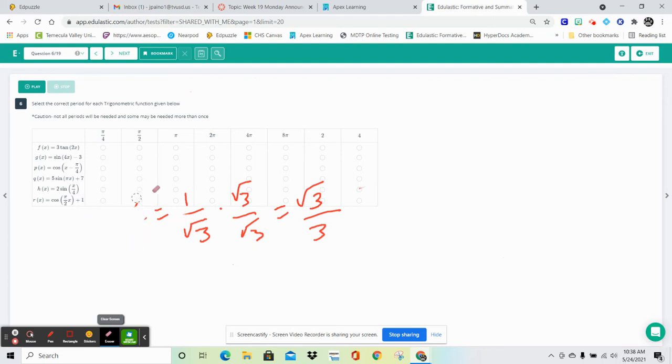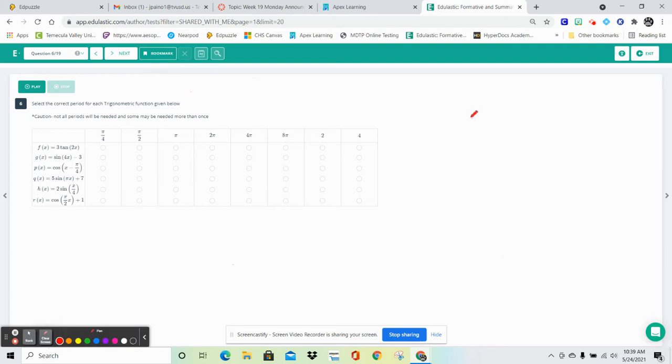All right, so here we're going to select the correct period for each trig function below. If I look at my notes, how do I find the period if I don't have a graph? If I had the graph, I could just count from max to max on sine and cosine. For tangent, it's how far away the asymptotes are. But we don't have a graph here, and I don't want to type these into Desmos.